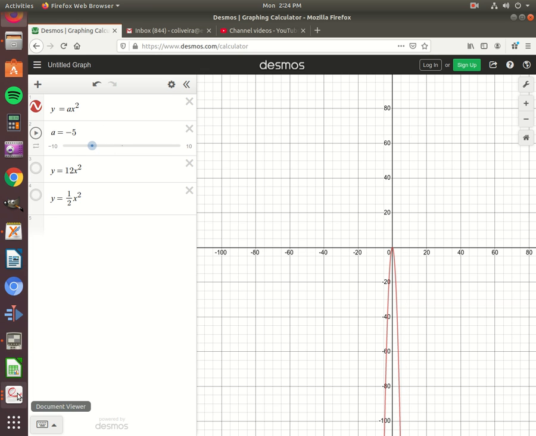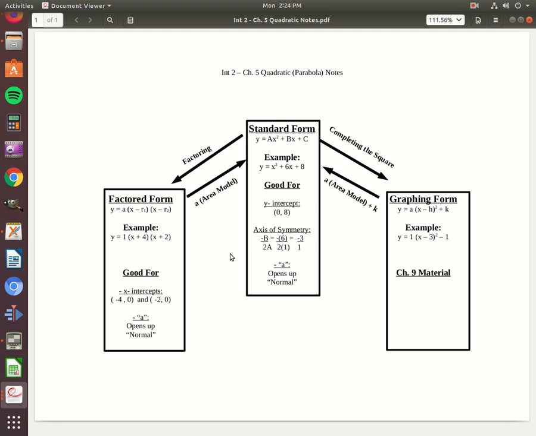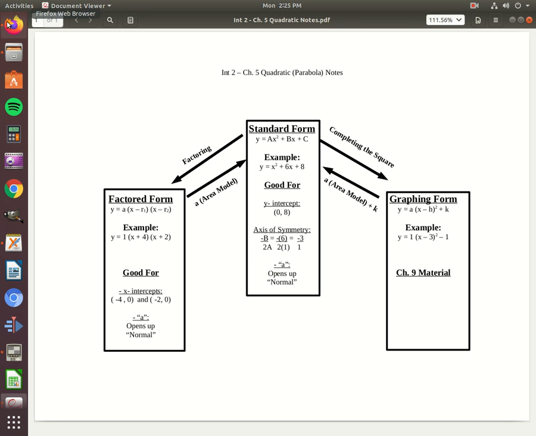When we look right here, we want to recognize that it doesn't matter which form it's in. If it's in standard form or factored form, when we look at the A, we can notice if it opens up or down, and we can notice if it's steep, flat, or normal by looking at the absolute value of the A term.